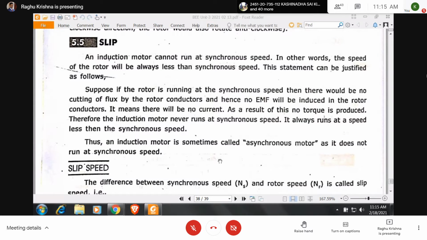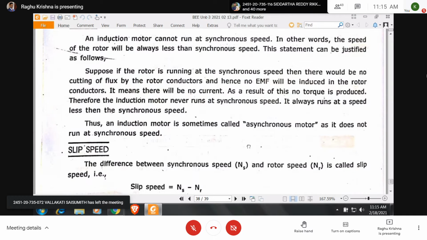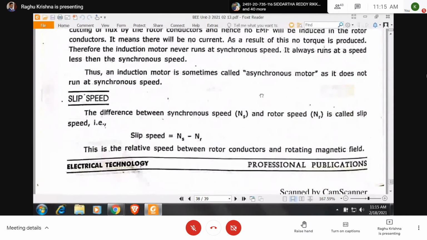Next, an induction motor is sometimes called an asynchronous motor and does not run at synchronous speed. Next, coming to slip speed. Synchronous speed is given by 120 F by P. The difference between the synchronous speed and the rotor speed, where rotor speed is indicated with NR, is called the slip speed. So slip speed is equal to NS minus NR.